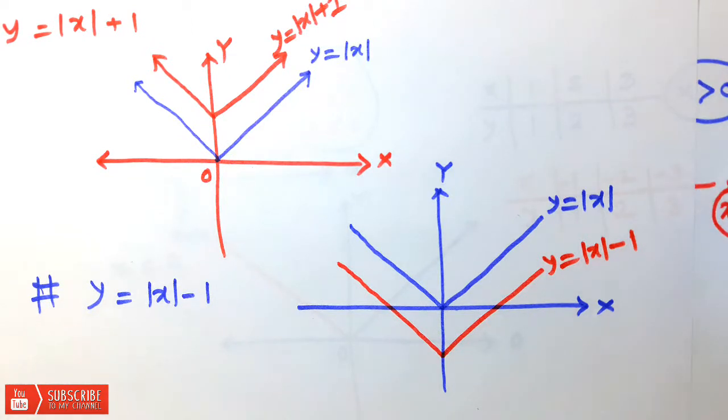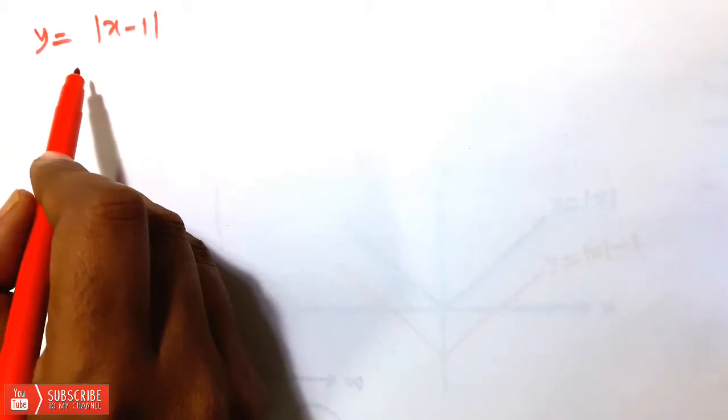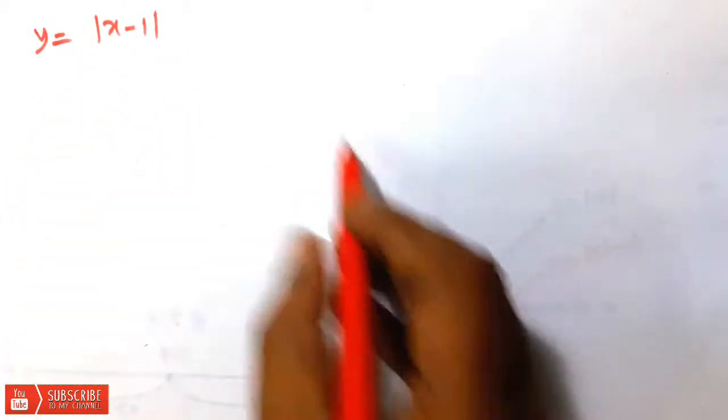Now we want to draw another curve, say for y is equal to modulus of x minus 1. Friends, this is an interesting graph. How to draw this one? First of all, you find which one is y is equal to mod x, then you find y is equal to modulus of whole modulus of x minus 1.